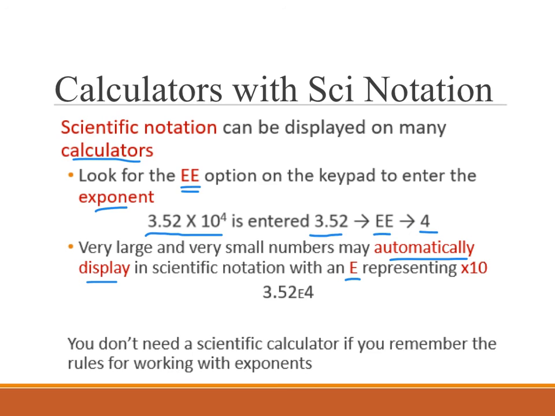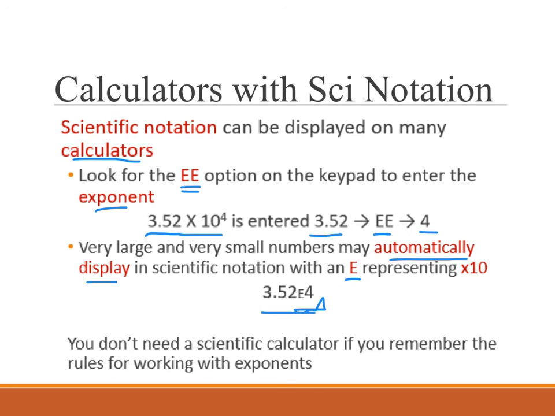Most of them don't. So the number up above, where we have 3.52 times 10 to the 4th, would show up on your calculator as 3.52 and then an E, the number 4. And you would interpret it, this E4, as being times 10 to the 4th power.